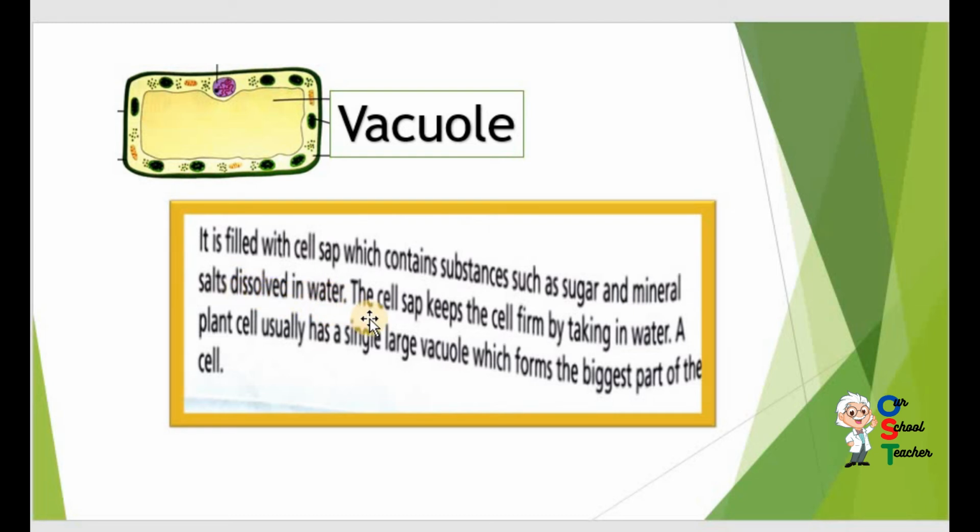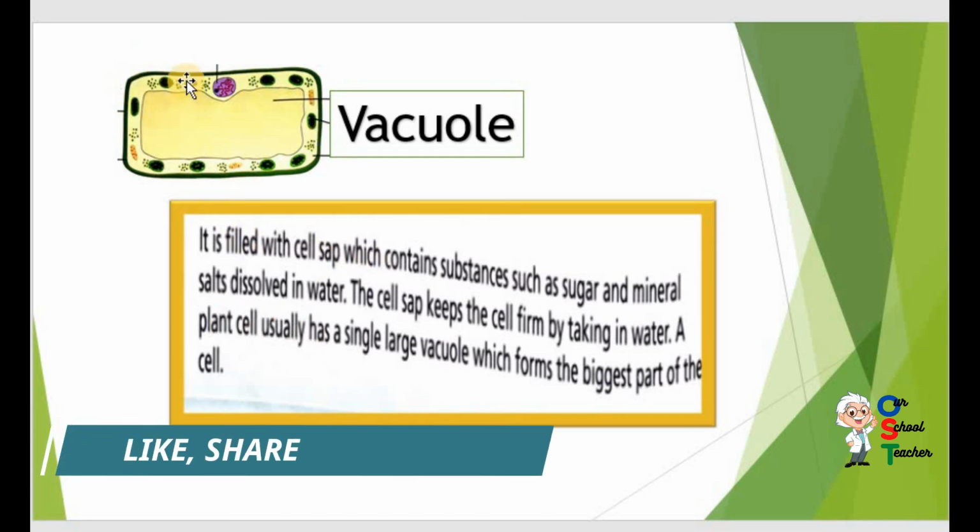The cell sap keeps the cell firm by taking in water. A plant cell usually has a single large vacuole which forms the biggest part of the cell. You can see this, the biggest part of the cell, and most of the cell is filled with vacuole. So this was all about the cell.